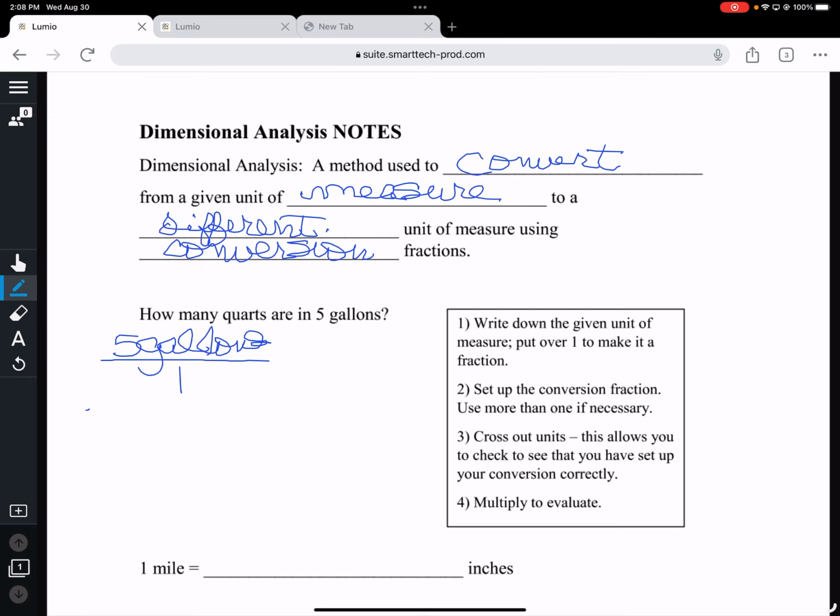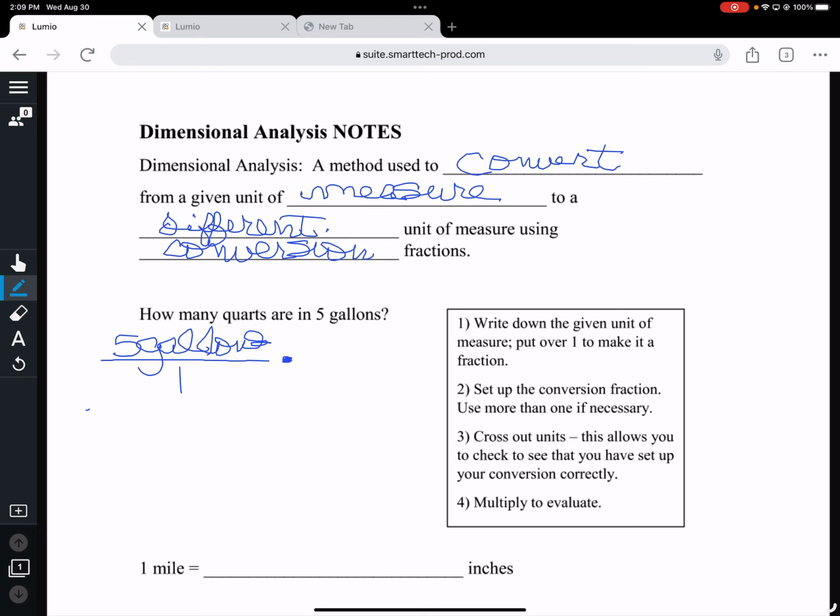So in other words, we're going to do what kind of problem here? We're going to be multiplying, which means before you multiply, we always look to see if we can cancel out, right? So what we want to cancel out are the labels. We want gallons to go away, and we want to be left with quarts. So that means we want to be sure to put a gallon on the bottom.